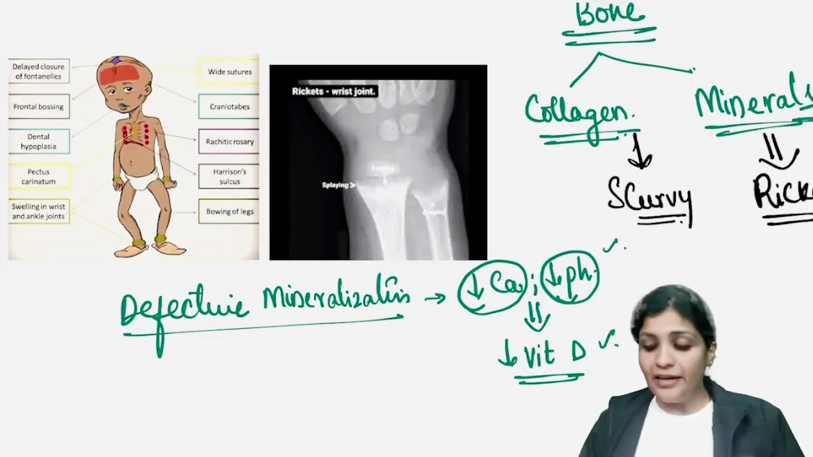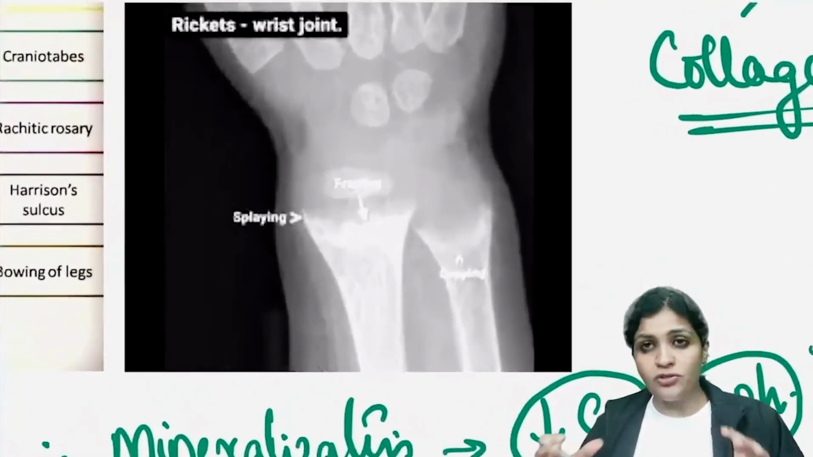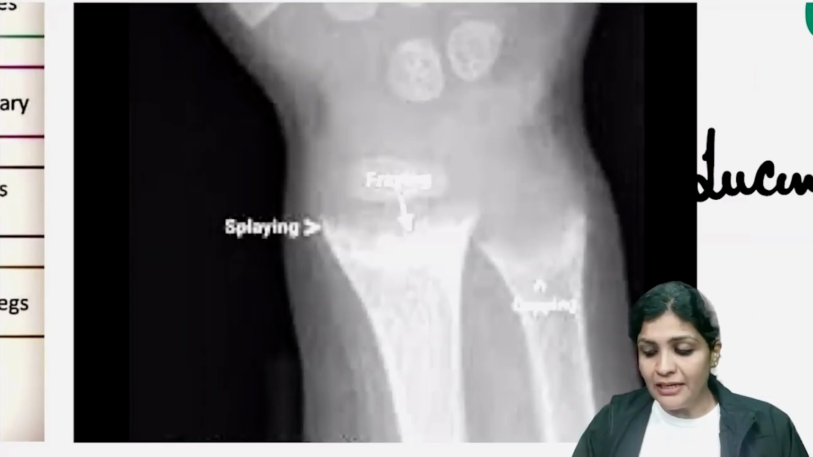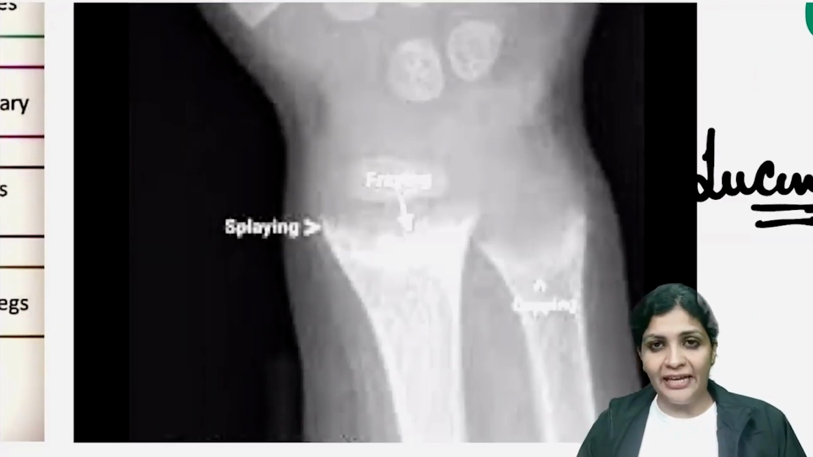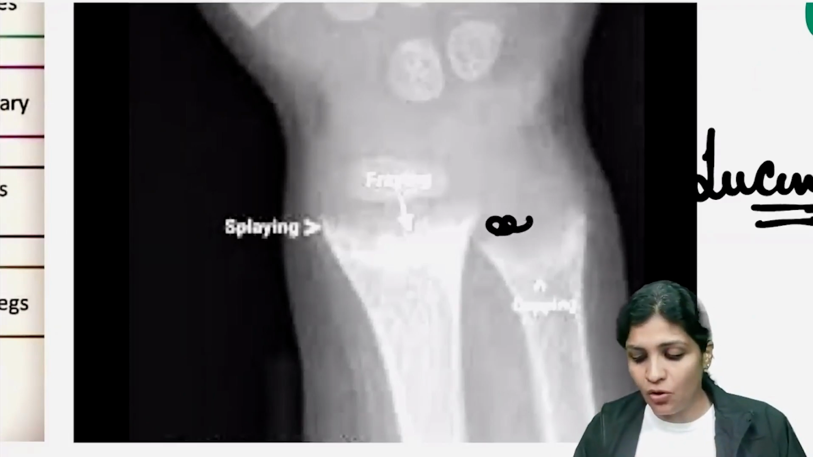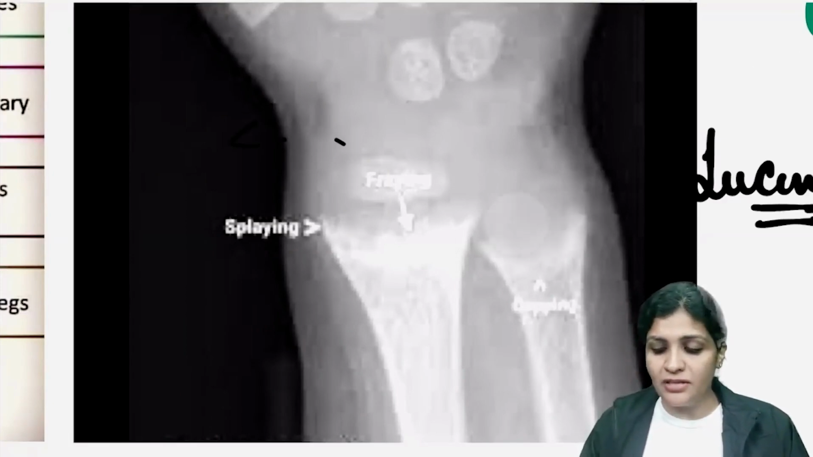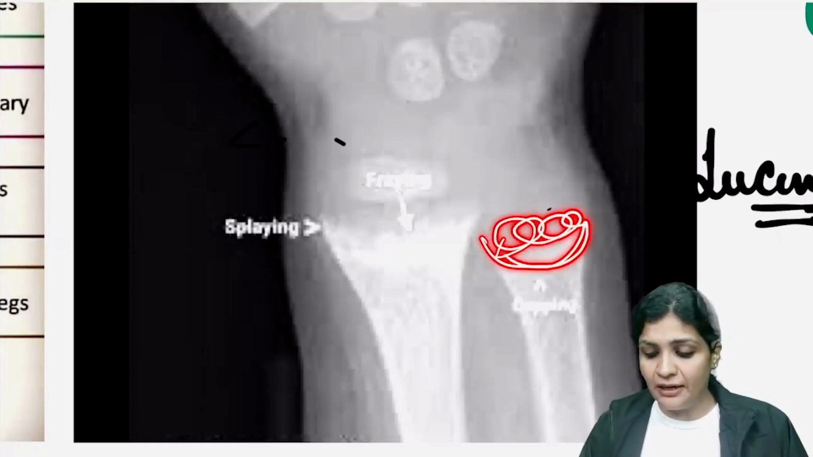Right? So in rickets, because there is loss of calcium, you see lucencies around, in the form of cupping, fraying and splaying. So this is cupping. There is a loss of all these structures, so you can't see them. Why? Because they are not filled with calcium here. So these structures are lost, which results in cupping.